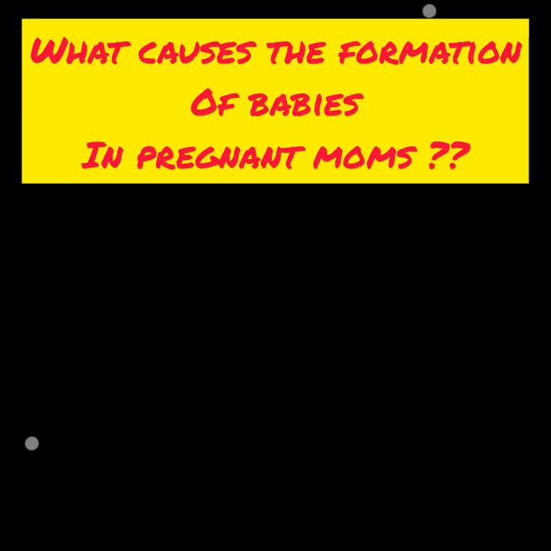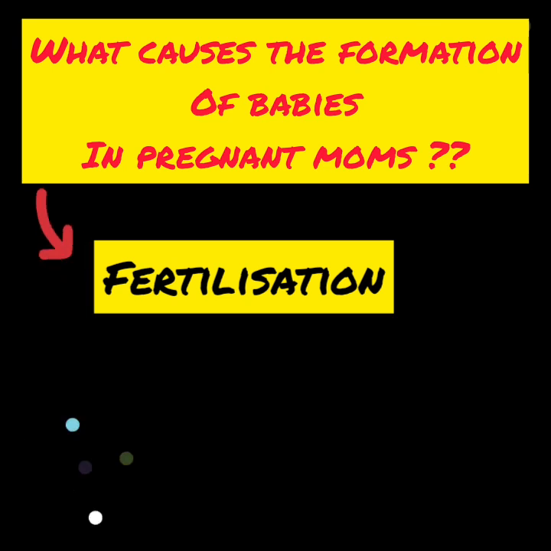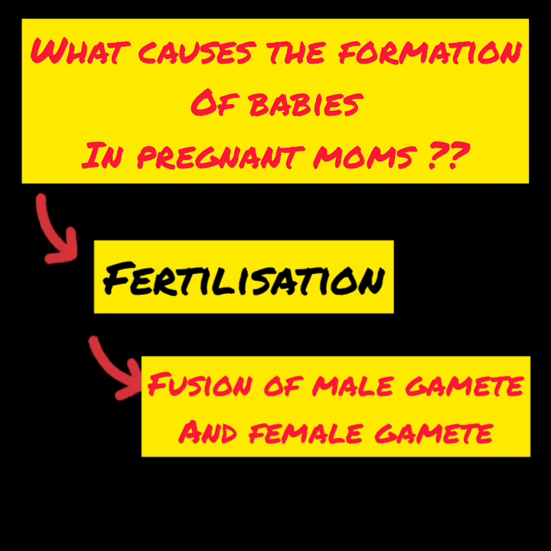Okay, let's answer the question. What causes the formation of babies in a pregnant mom? In other words, this question needs us to explain how humans reproduce. Yes, humans reproduce by sexual reproduction. And the first process involved is known as fertilization. And what is fertilization? Fertilization is the fusion of male gamete and female gamete. So by now, we understand that the male gamete and female gamete fuse during fertilization.